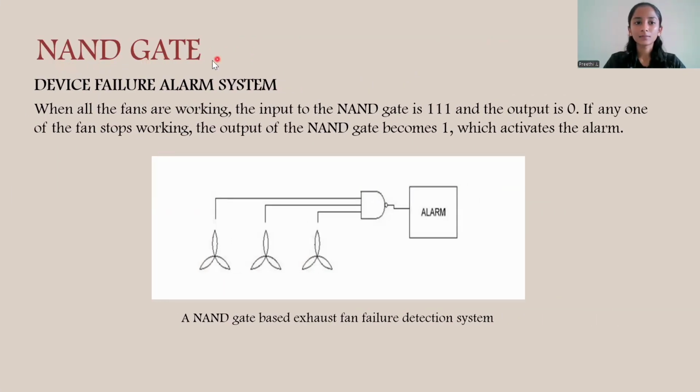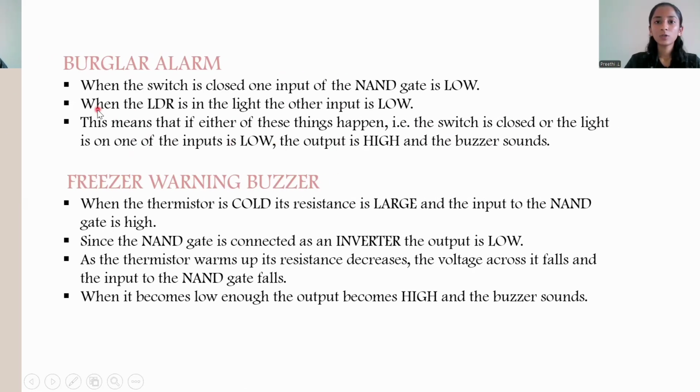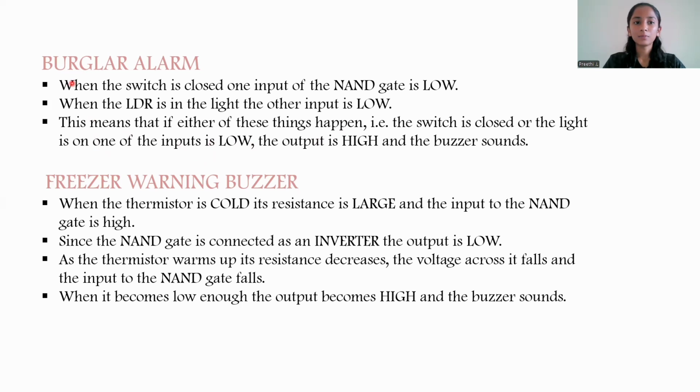Applications of NAND gate. So the example is a device failure alarm system. When all the fans are working, the input to the NAND gate is 111 because here we are considering three fans. So when the fans are working properly, the input to the NAND gate will be 111 and the output is 0. If any one of the fans stops working, the output of the NAND gate becomes 1, which activates the alarm. The two more applications of NAND gate are burglar alarm and freezer warning buzzer.